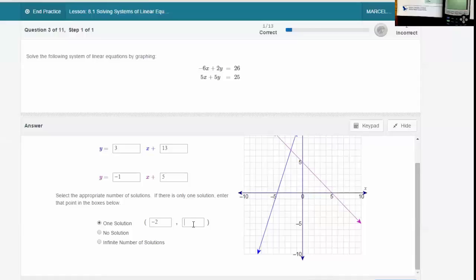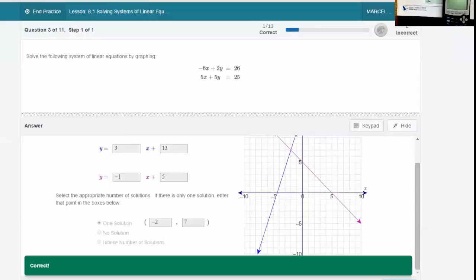Y is going to be kind of hard to count out there. But you can, again, when you're on Hawks, count it from here. 1, 2, 3, 4, 5, 6, 7, it looks like. So put in a 7 and then hit submit. So the Hawks program itself is going to do a lot of the graphing for you. Okay, does that make sense?